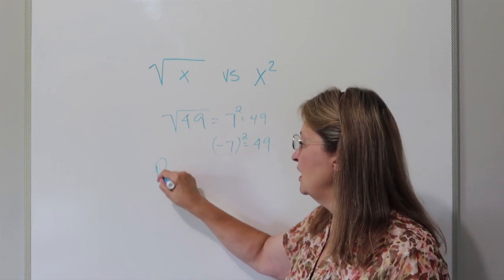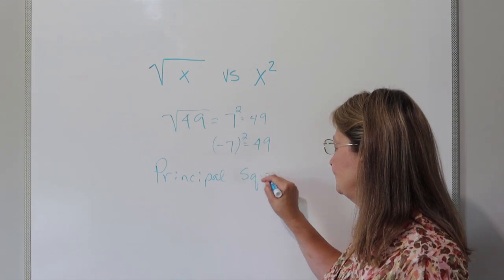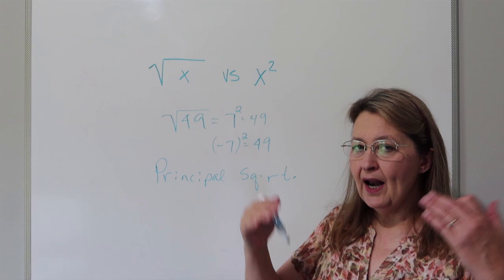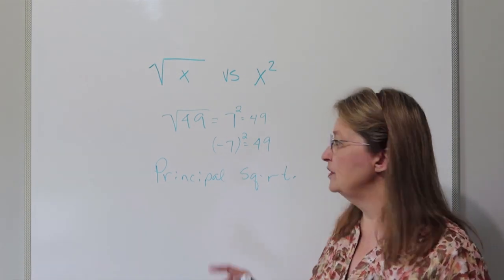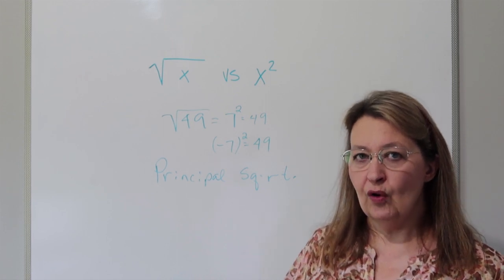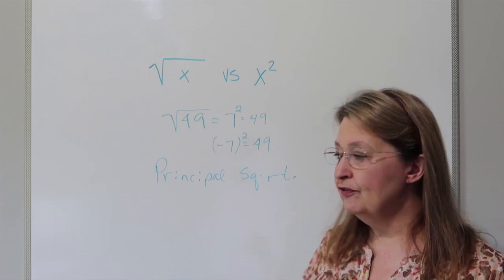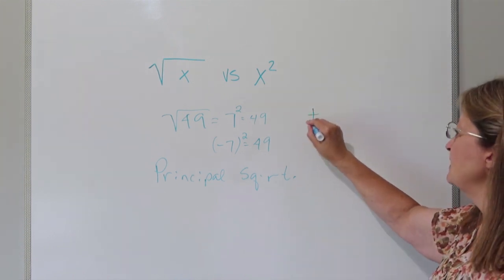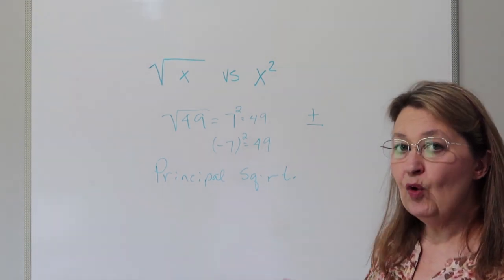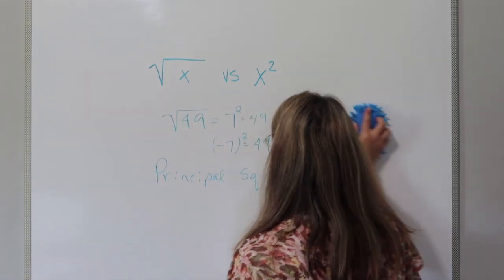The first thing you're going to hear is a principal square root. Now, we're not talking about higher roots, but the principal square root is the positive. And you always assume that the person wants the principal square root unless you're told differently. How can you be told differently? Well, the presence of this sign, the plus or minus sign, would mean that they want both roots, not just the principal square root.